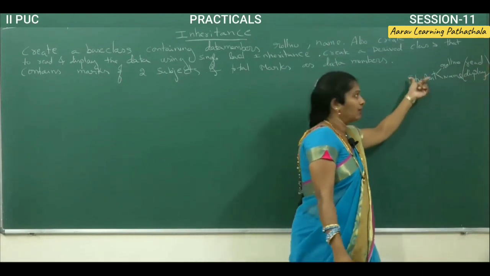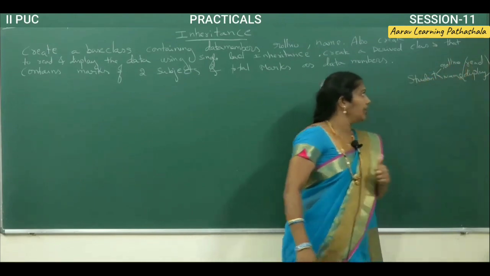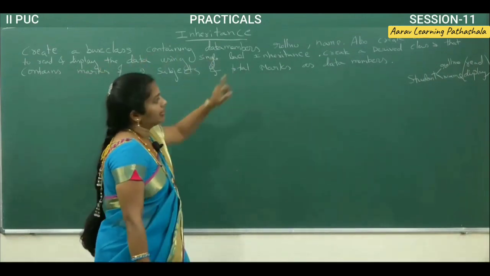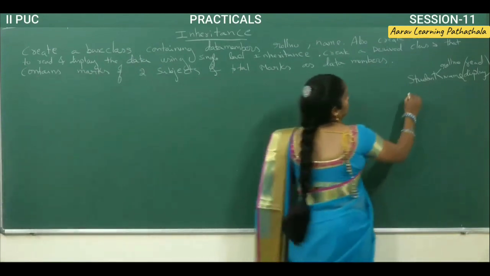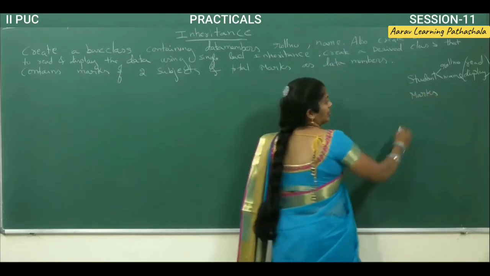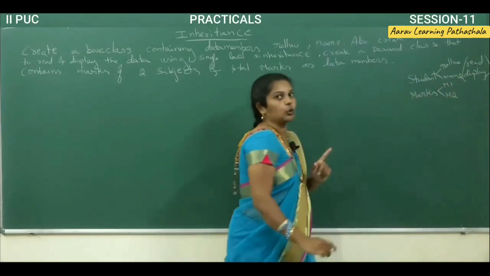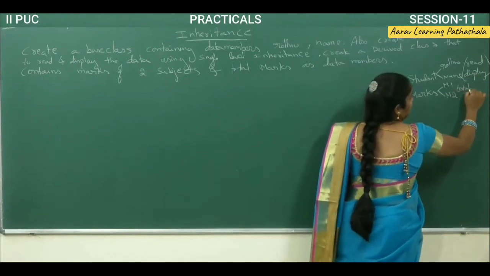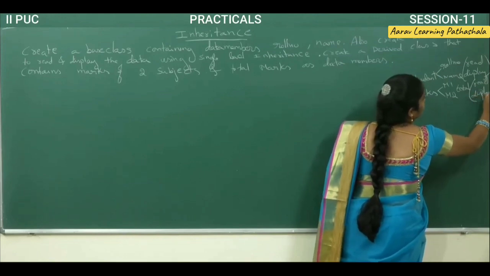We have a base class with two data members, roll number and name. These two we have to input and then display. Next, once again, you have to create a derived class that contains marks of two subjects. Marks will be the derived class. There we have selected two data members, marks1 and marks2. On this you have to find the total. There also we have to read and display the values.